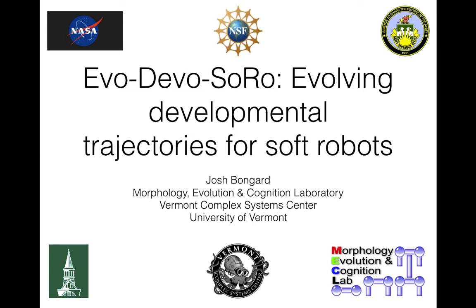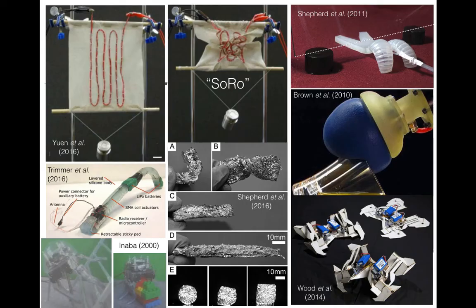As Tony mentioned, I'm going to talk about some embodied approaches to Evo-Devo, and I'm going to focus on a specific aspect of the development, which is morphological change. So I'm going to talk today about this idea of Evo-Devo Soro, and I will unpack this term as we go. So let me start with SORO, or soft robotics.